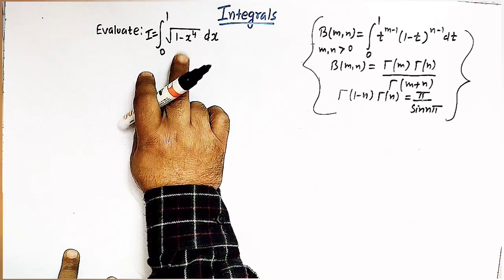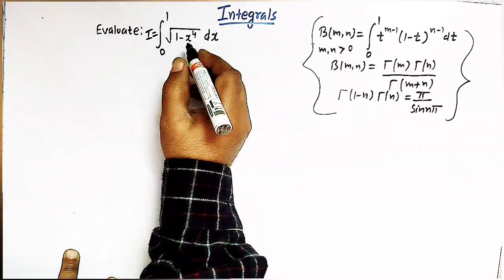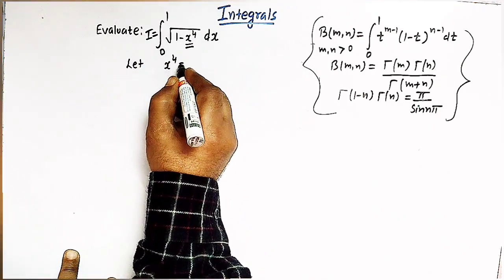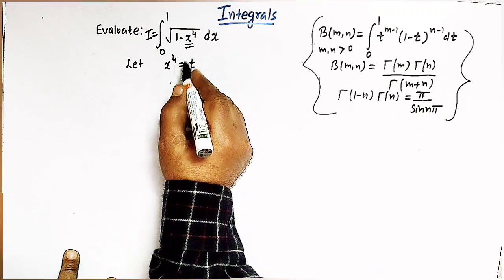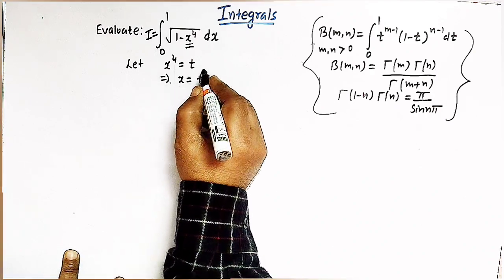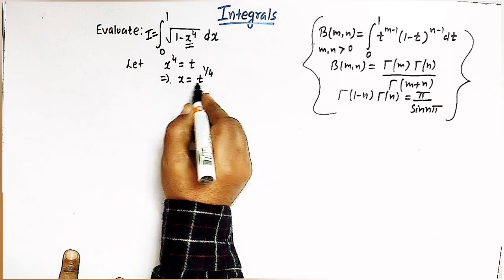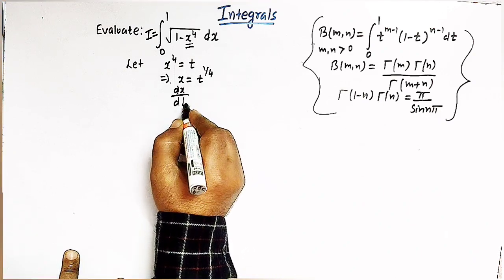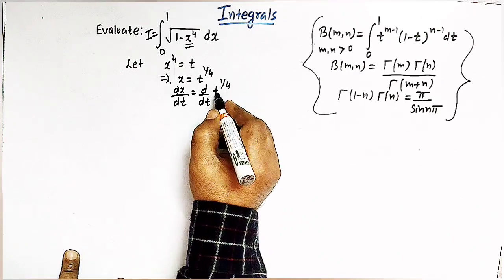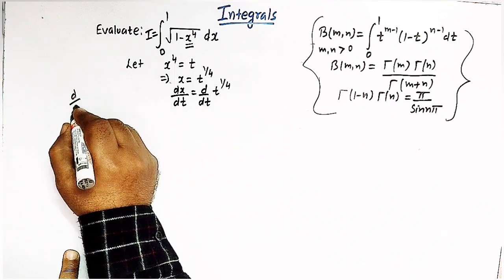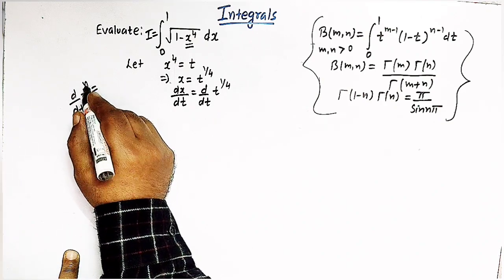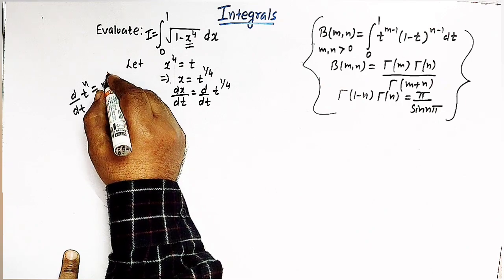So let us first convert this integral into the beta function by making this substitution, that is x raised to 4 can be taken as equal to t. So here we are introducing the variable t. So we can now write x is equal to t raised to 1 over 4. Now let us differentiate x with respect to t. So we can now write dx over dt is equal to d by dt of t raised to 1 by 4. Now to get the derivative of t raised to 1 over 4, let us make use of the power rule for differentiation, that is the derivative of t raised to n with respect to t is n times t raised to n minus 1.